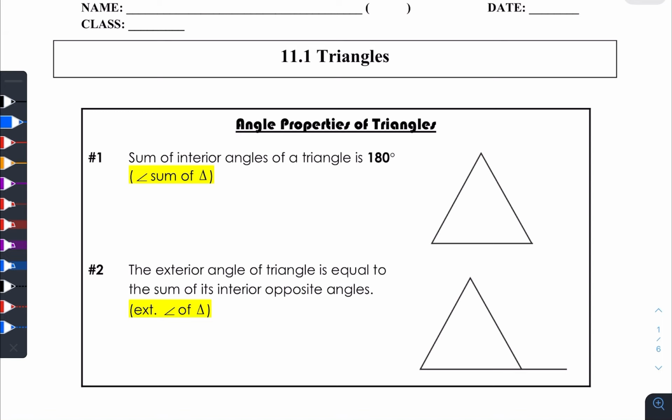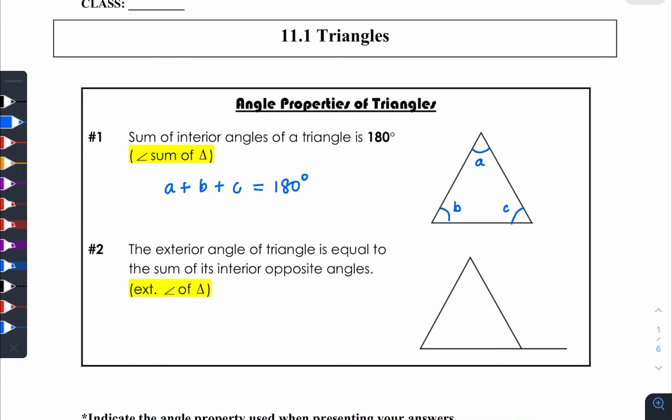Okay, so for a triangle, we have seen in primary school that the sum of the interior angles of a triangle, meaning all the angles in the three corners of the triangle, add up to 180 degrees. So for example, if I have an angle A over here, an angle B over here, and one angle C over there, this angle C over there. So what it means is that angle A plus angle B plus angle C will be equal to 180 degrees. Okay? Now, why is this so? It is because of the alternate angles that we've done before.